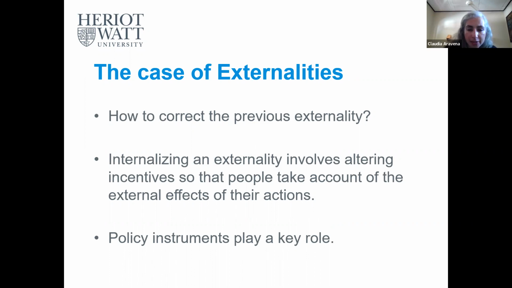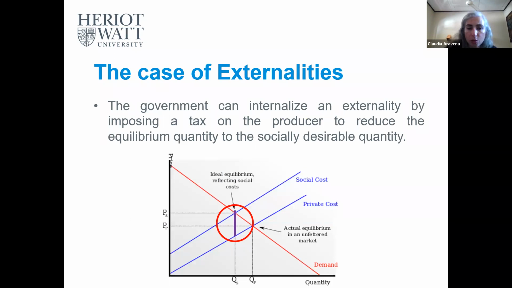And the answer to this is through a tax. So the government can internalize the externalities by imposing a tax on the producer, to reduce the equilibrium quantity to the point that we desire. So how is the tax? This is our private cost, and we have our social cost here, and we need to put the tax of this size as the purple line. And this tax, as you can see, will bring the quantity from QP to QS, the efficient point at the price PS.